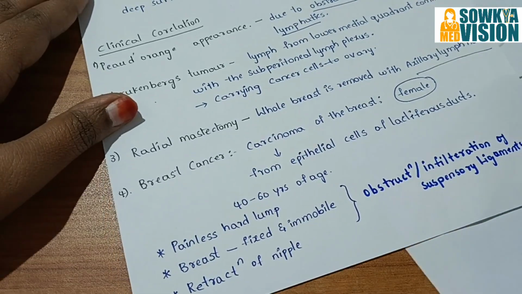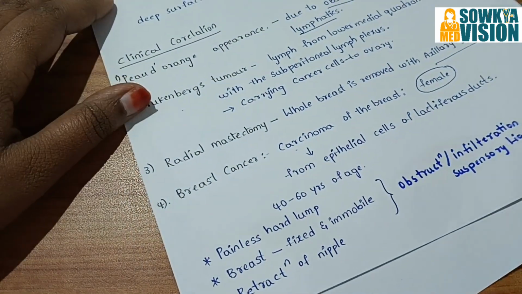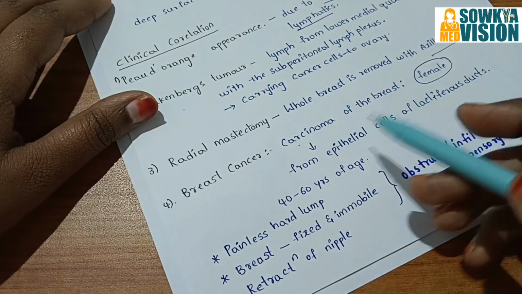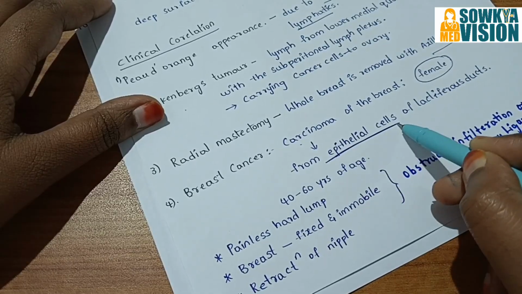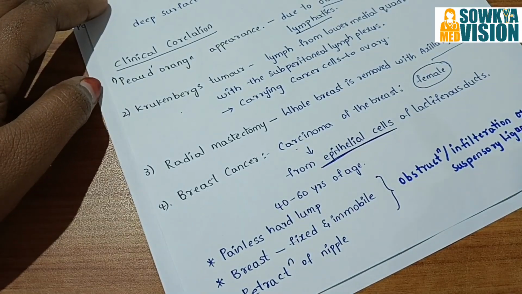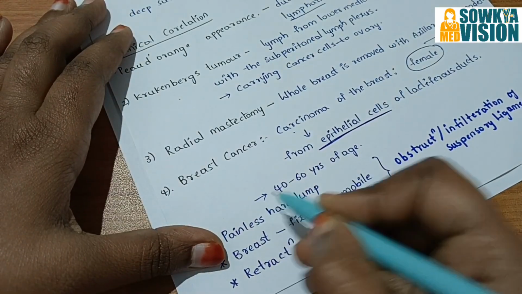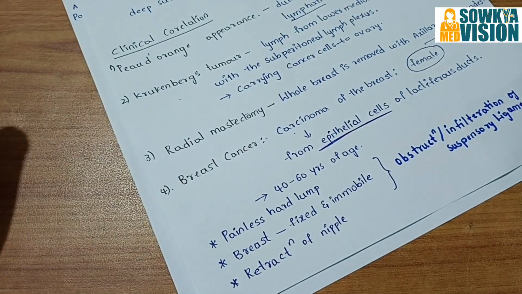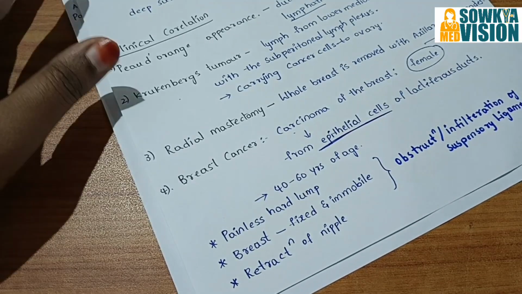Now, carcinoma of the breast. It is mainly in females, very profound in females. It arises from epithelial cells of the lactiferous duct. It mainly occurs at the age of 40 to 60 years. Cancer of breast occurs at the age of 40 to 60 years.